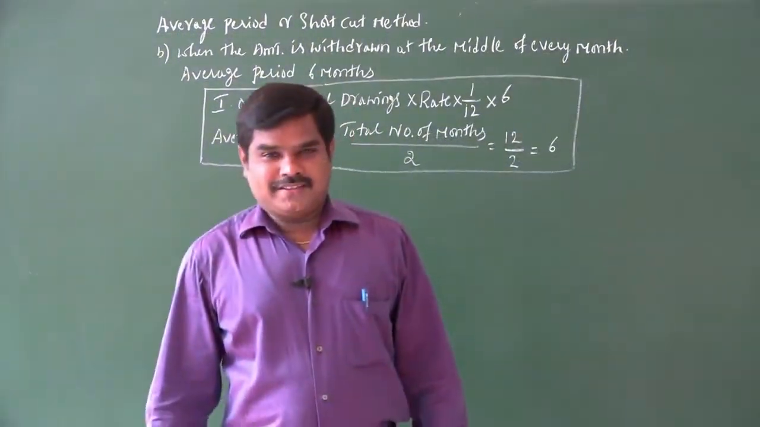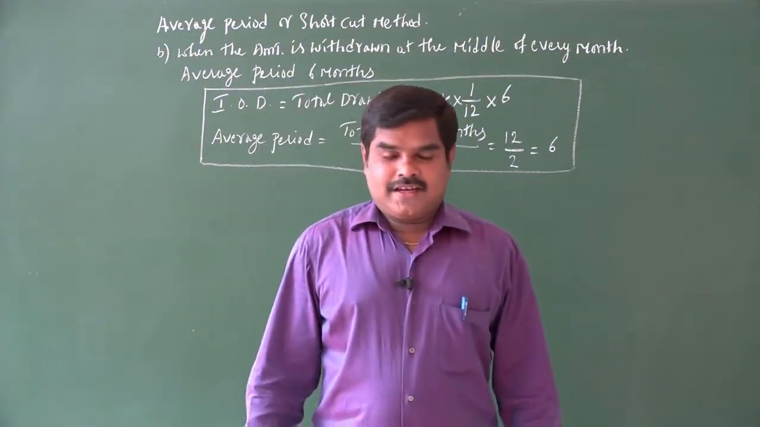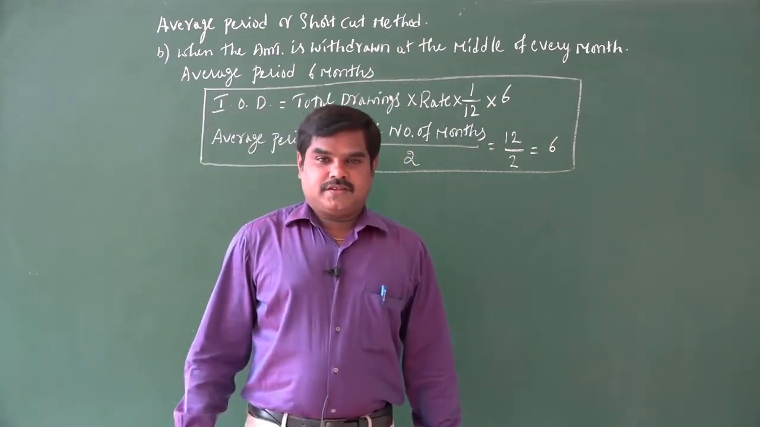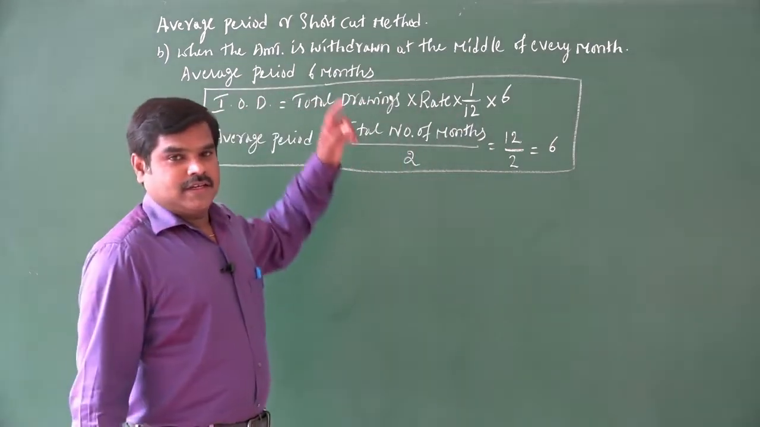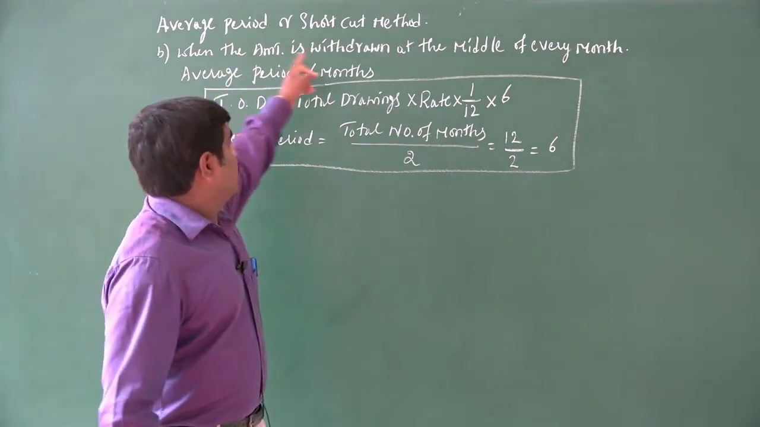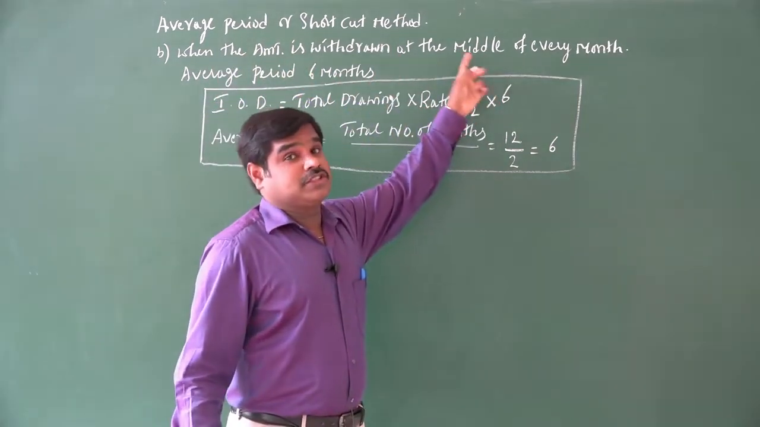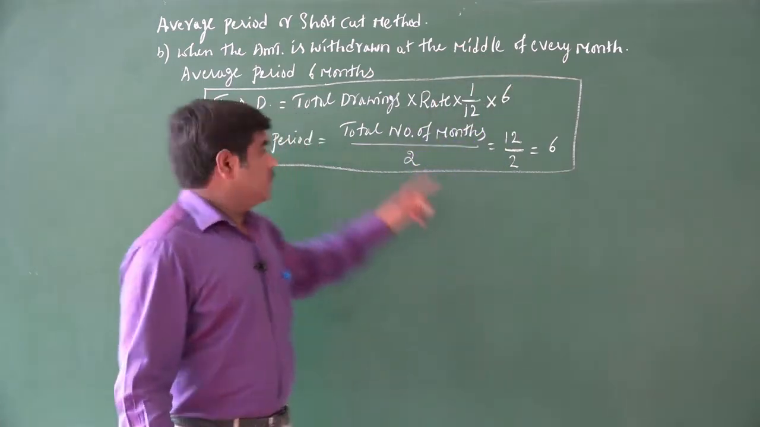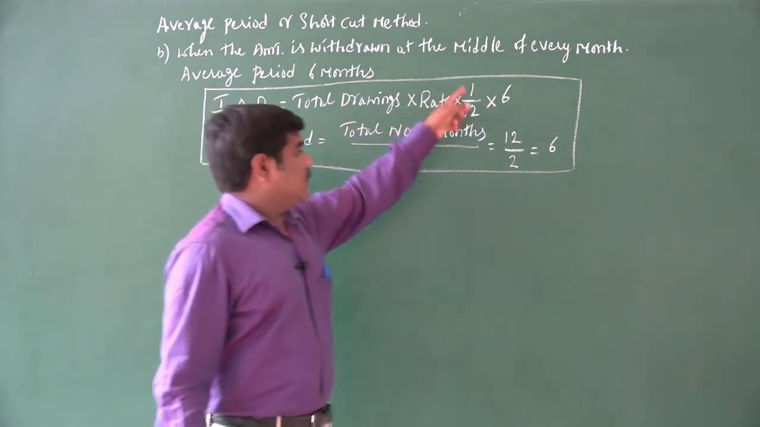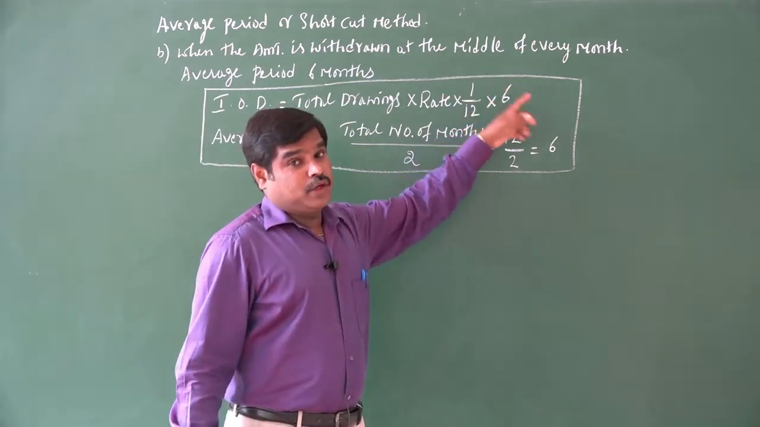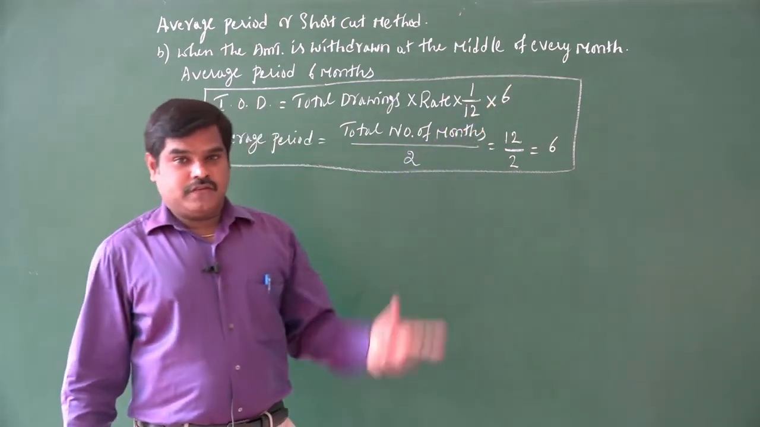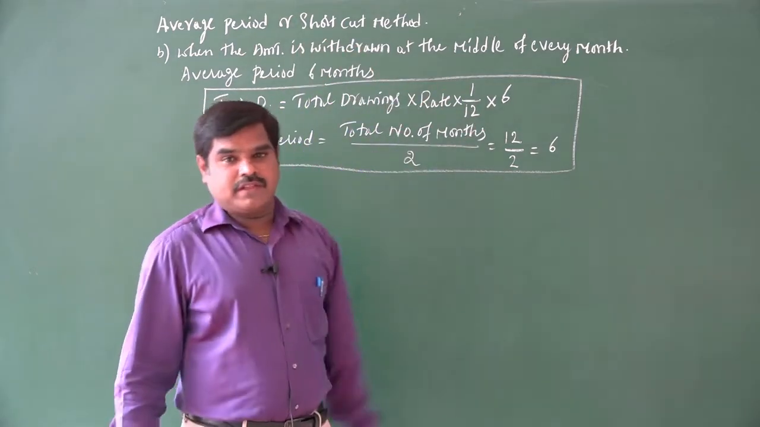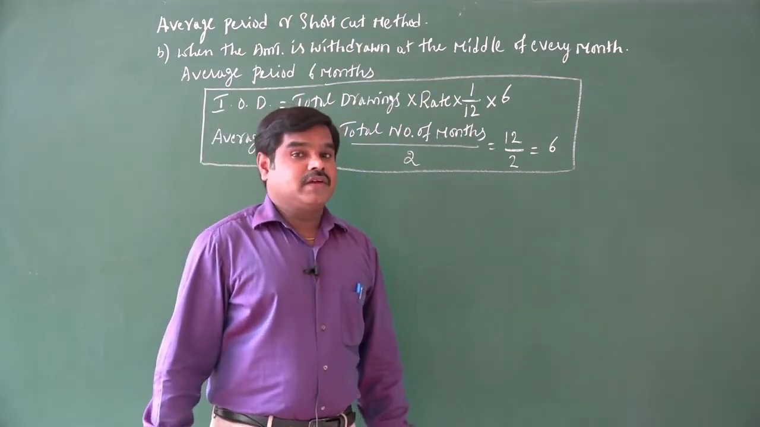Good morning, dear students. In the last class, we were discussing the average period method. Last class I completed the case when the amount is withdrawn on the first day of every month. Interest on drawings is total drawings into rate into 1/12 into 13 divided by 2, that formula. So the first method, the average period method, when the amount is withdrawn on the first day of every month, I completed. I even gave homework also.